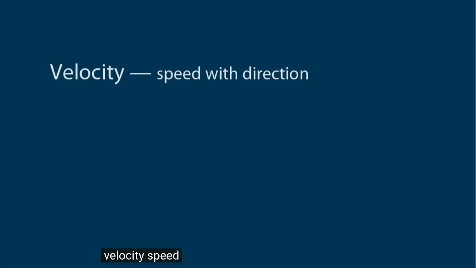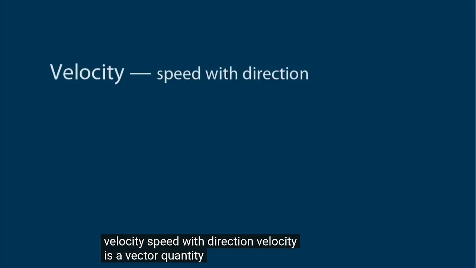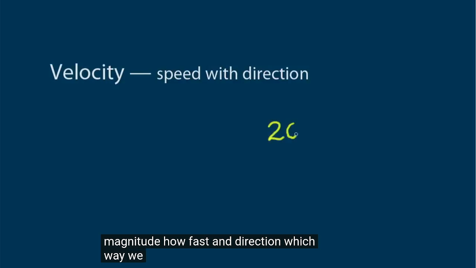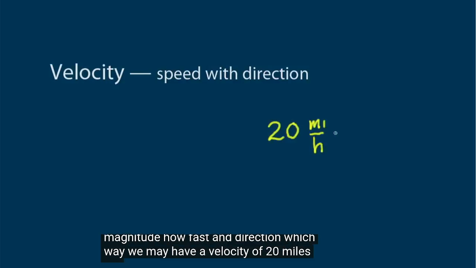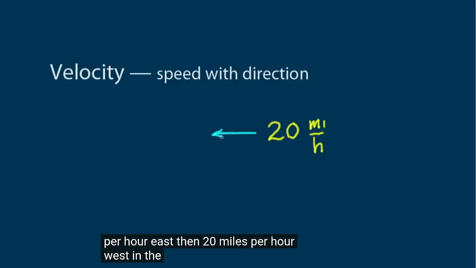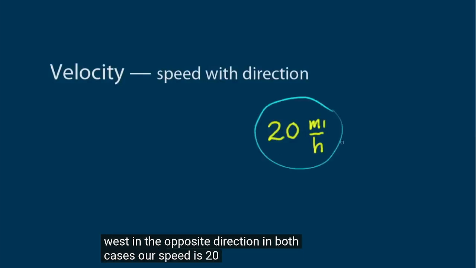Velocity, speed with direction. Velocity is a vector quantity described by both magnitude, how fast, and direction, which way. We may have a velocity of 20 miles per hour east, then 20 miles per hour west in the opposite direction. In both cases, our speed is 20 miles per hour.